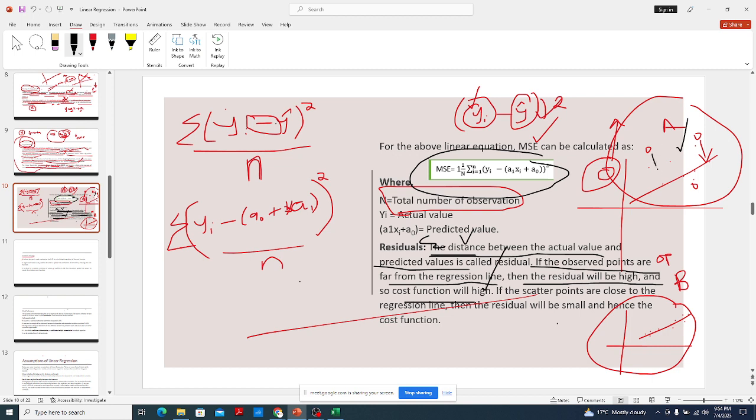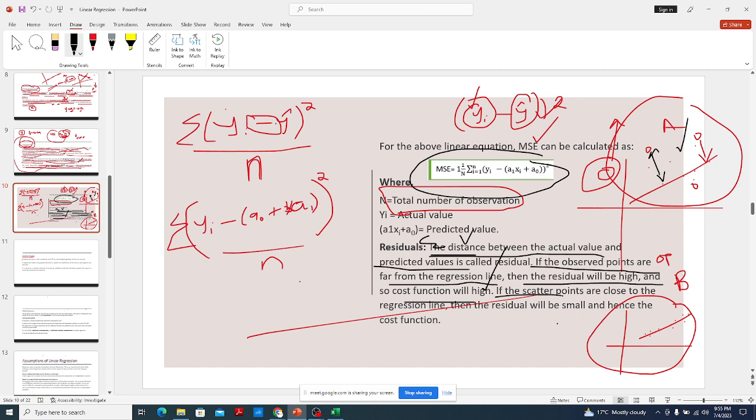Yes, why? Because the error term is also very high. So the cost function will be high. And the moment the cost function is high, it means we have a problem in the accuracy of that model. We won't get a good accuracy of our model.